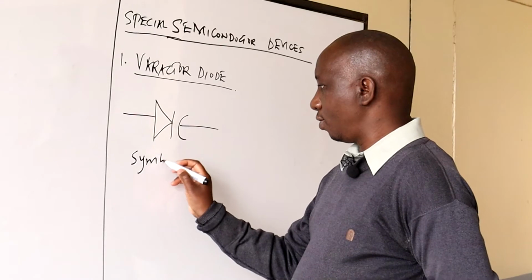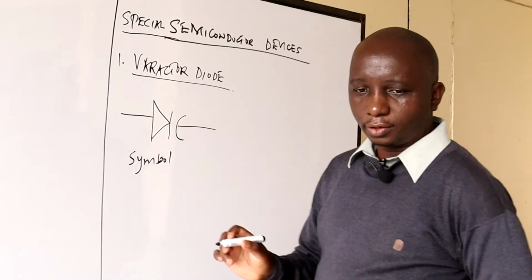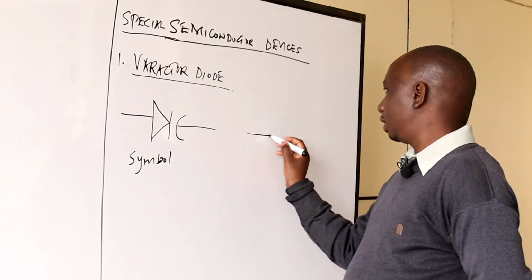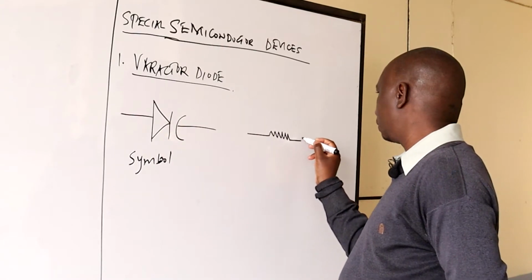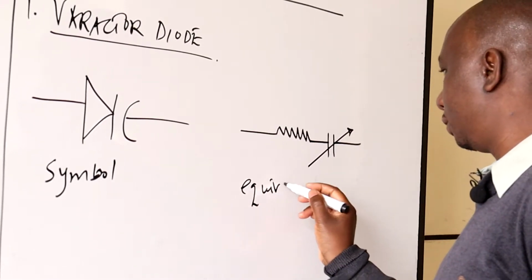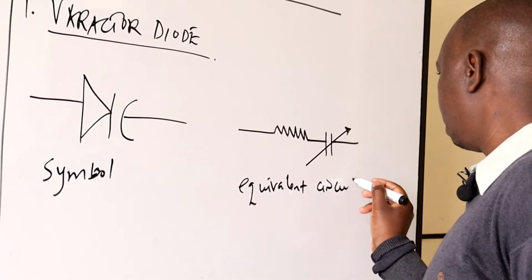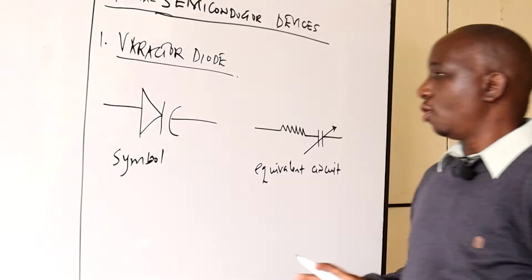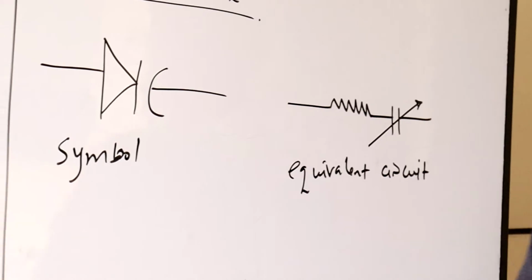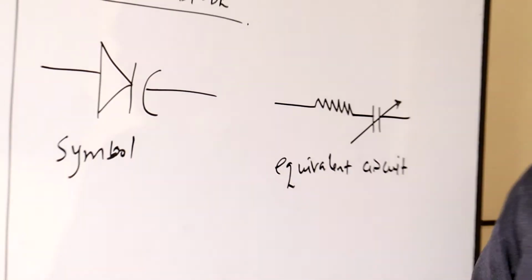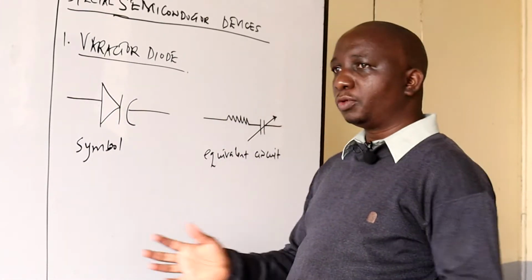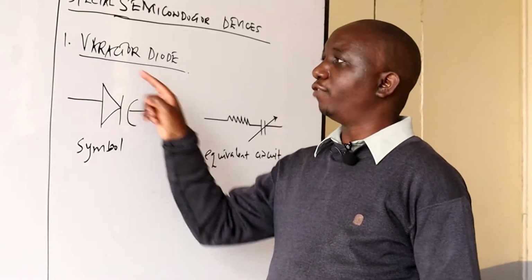So that's how the Varactor diode looks like, and also the equivalent circuit for this Varactor diode. So this is the equivalent circuit. When you look at this, we realize that the equivalent circuit has a variable capacitor, and this one is the symbol. So how can we use this Varactor diode? It's just a similar diode that's normally reverse biased, but it's able to give us a capacitive effect. So we talk of the variable capacitor.